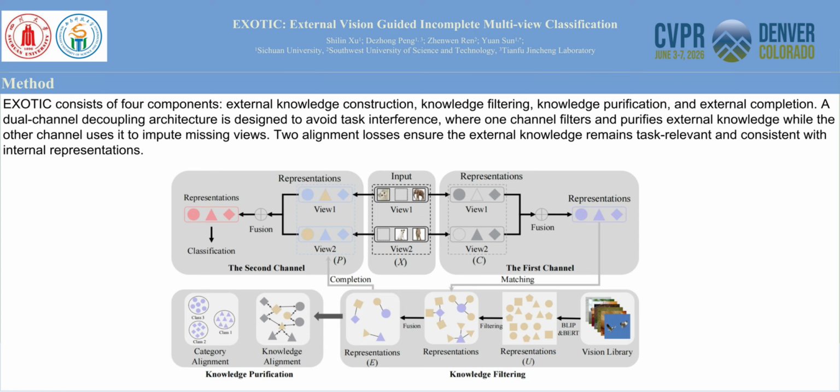Third, knowledge purification. The filtered knowledge may still contain task-irrelevant information or conflict with the internal representations. To solve this, we introduce two losses. The category alignment loss ensures that the filtered knowledge is relevant to the classification task. The knowledge alignment loss aligns the external knowledge with view-specific internal representations, balancing both sources.